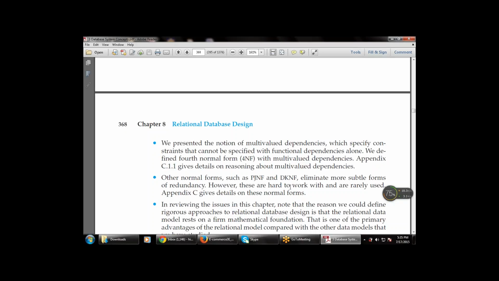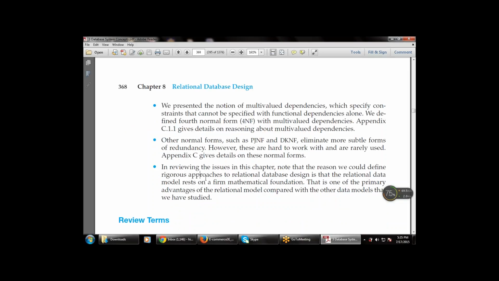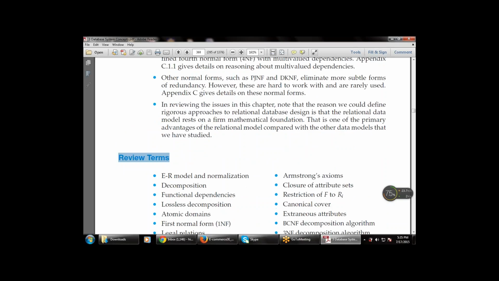So we defined fourth normal form with multi-valued dependencies. Other normal forms such as PJNF and DKNF eliminate more subtle forms of redundancy. However, these are hard to work with and rarely used. Appendix C gives the details on these normal forms. When we review the issues in this chapter, note that the reason we could define regular approaches to relational database design is that it uses a mathematical formalization. That is one of the primary advantages of the relational model compared with the other models that we have studied.